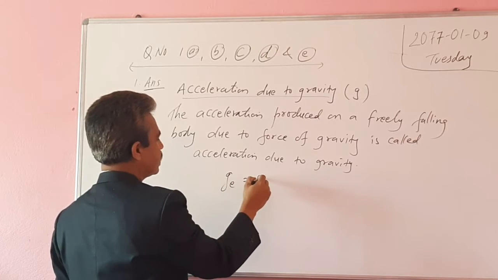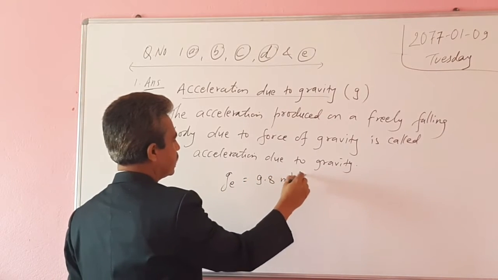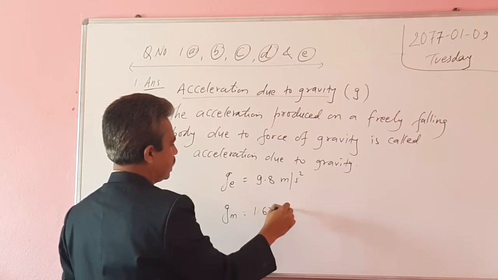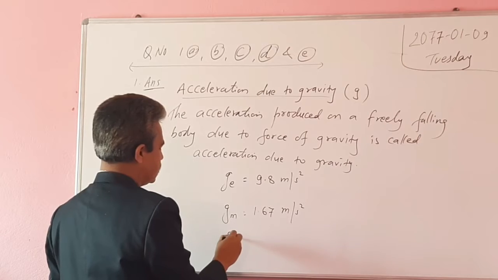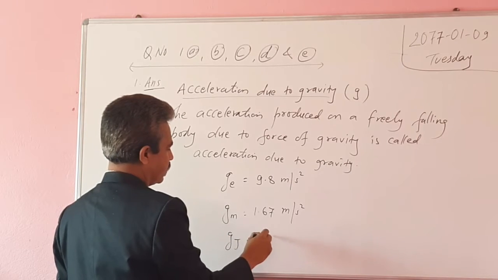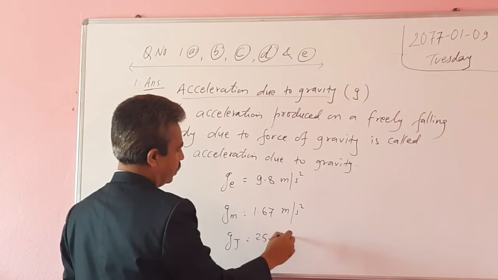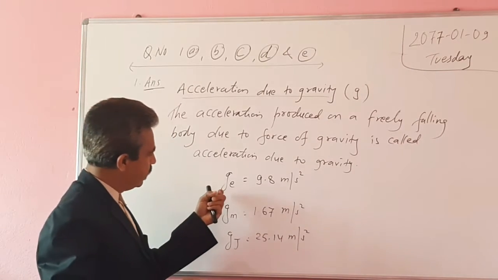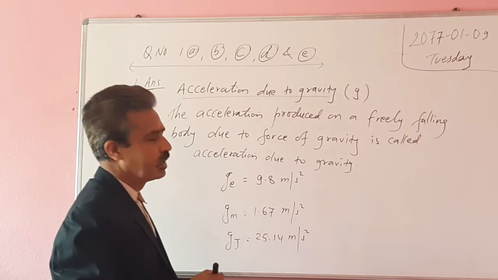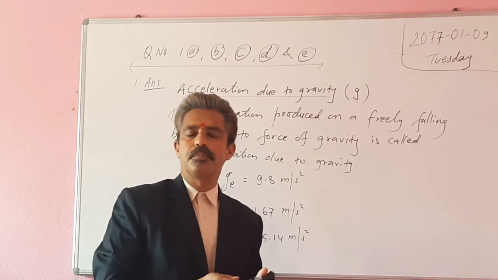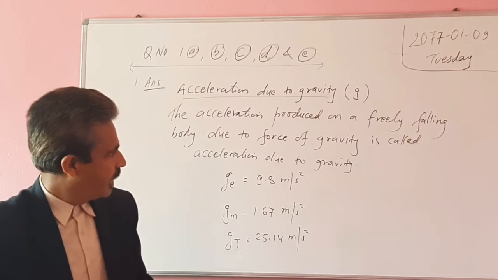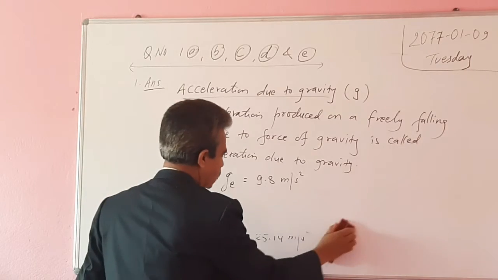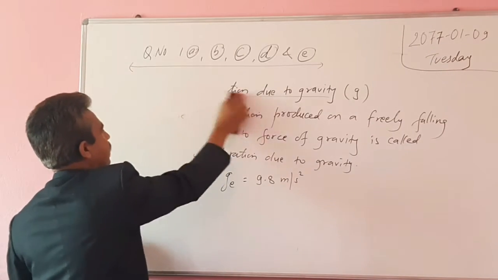Okay, students, do you know the value of acceleration due to gravity? g on Earth is 9.8 meter per second square. g on the Moon is 1.67 meter per second square. g on Jupiter is 25.14 meter per second square. So the value of small g differs from one heavenly body to another. Such a type of question can be asked in group 1A.